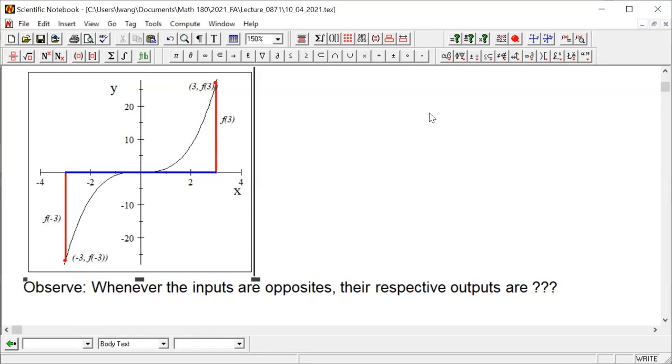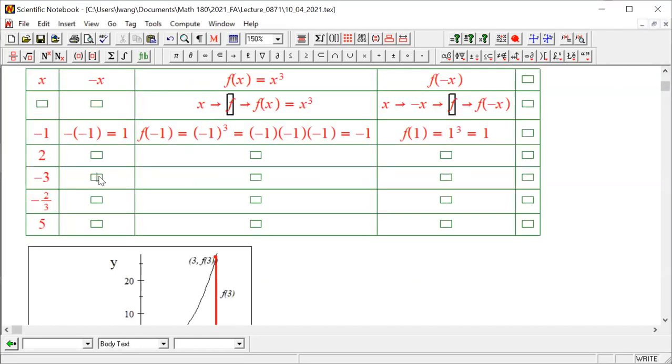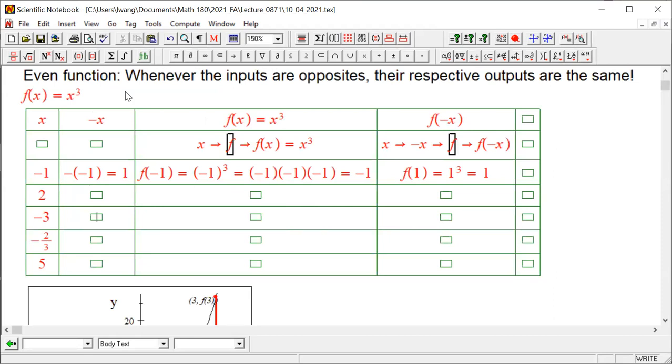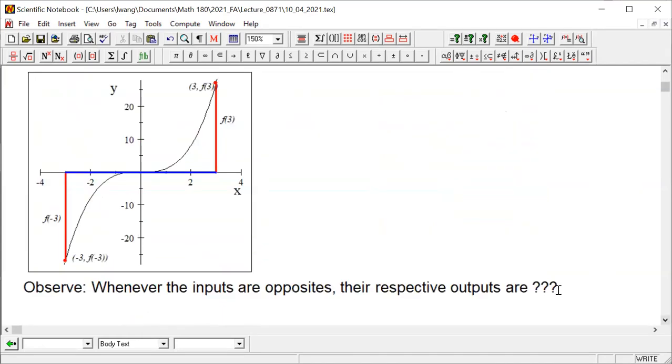Okay, so I put some notations here for the case of -3 and +3. You guys already worked out the numbers, so we're now doing the visual. As you went through the process, what did you see? Whenever the inputs are opposite, what happened to the outputs? Their respective outputs are also opposite. Very good. That's what we observe.